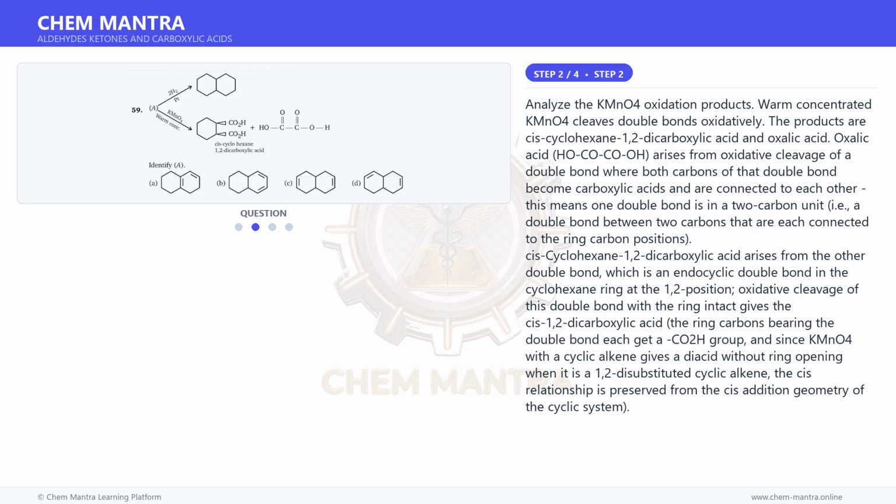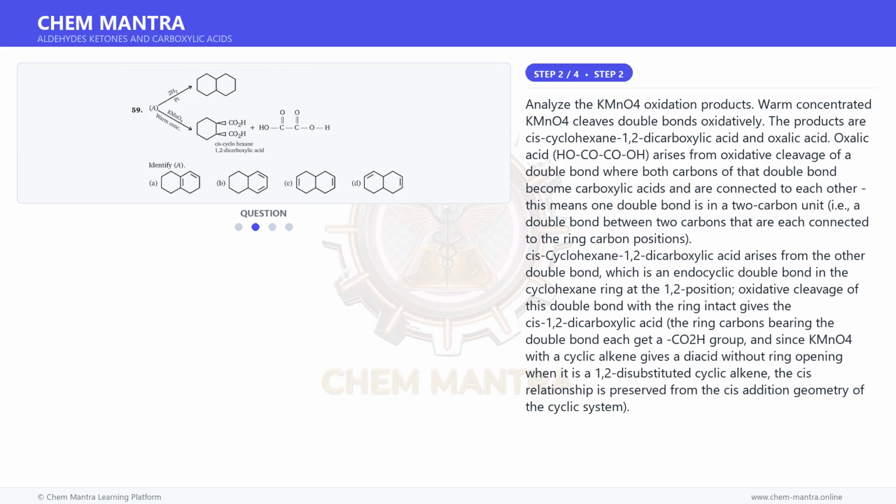Analyze the KMnO4 oxidation products. Warm concentrated KMnO4 cleaves double bonds oxidatively. The products are cis-cyclohexane-1,2-dicarboxylic acid and oxalic acid. Oxalic acid, HOOC-COOH, arises from oxidative cleavage of a double bond where both carbons of that double bond become carboxylic acids and are connected to each other. This means one double bond is in a 2-carbon unit, a double bond between 2 carbons that are each connected to the ring carbon positions.